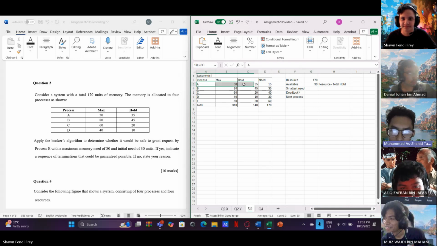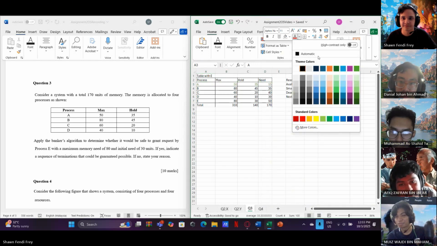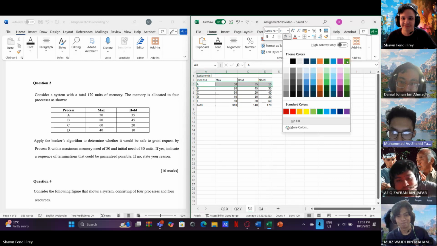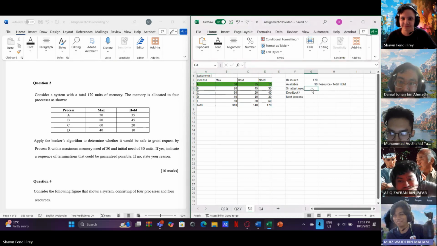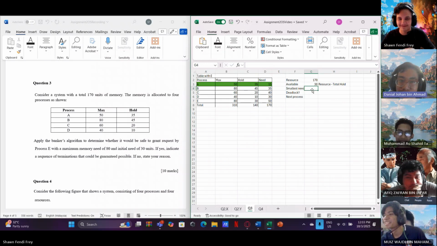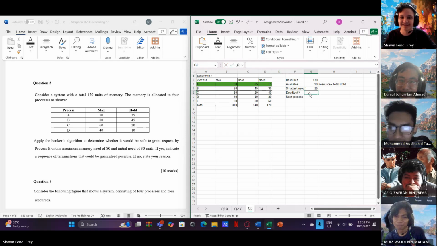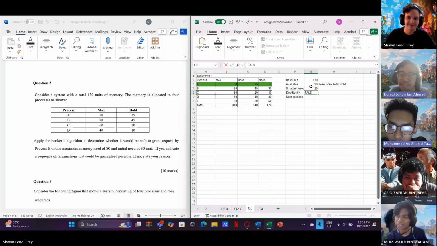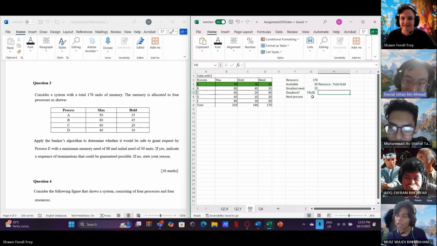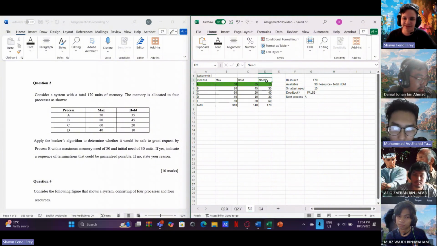This one uses the process of A. That's the wrong one. Actually, never mind. What do you mean, never mind? I was about to say deadlock occur, something, but never mind. There's 15 free resources. So next process is gonna be A.